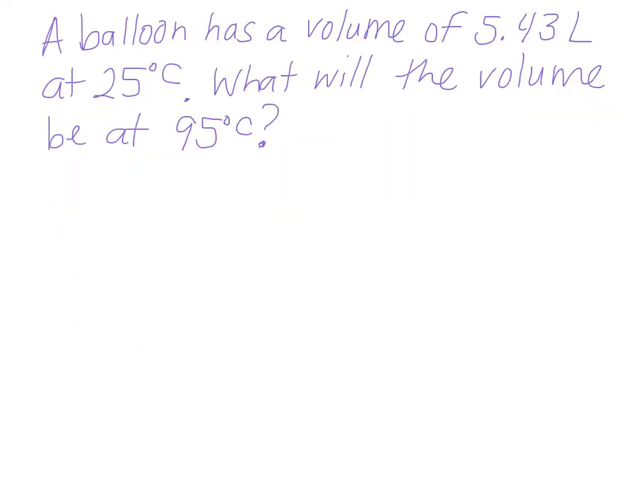Okay, so our next problem reads, a balloon has a volume of 5.43 liters at 25 degrees Celsius. What will the volume be at 95 degrees Celsius? So I'm going to go ahead and identify my variables. I'm starting out with 5.43 liters, so that's my V1. And it gives me an initial temperature of 25 degrees Celsius, so that is my T1.